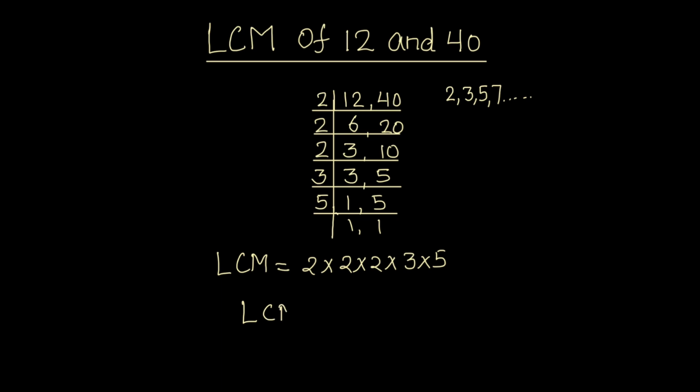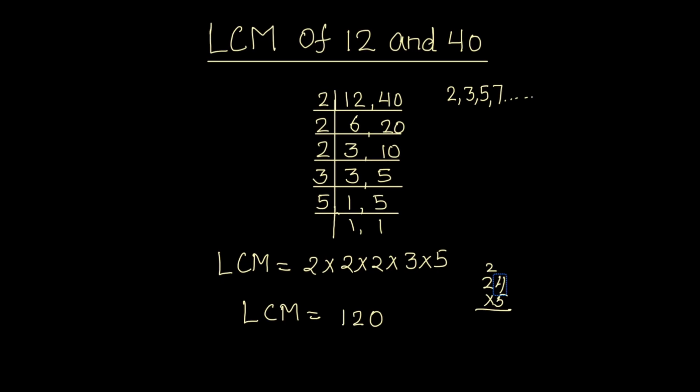So LCM is 2 times 2 is 4, 4 times 2 is 8, 8 times 3 is 24, and 24 times 5: 5 times 4 is 20, 2 carried over, 5 times 2 is 10, 10 plus 2 is 12. So 24 times 5 is 120. So LCM of the numbers 12 and 40 is 120.